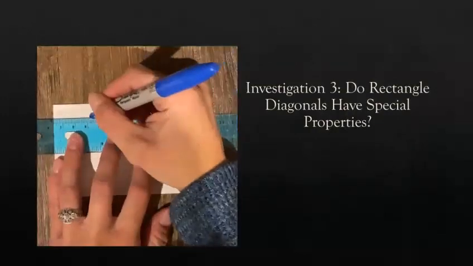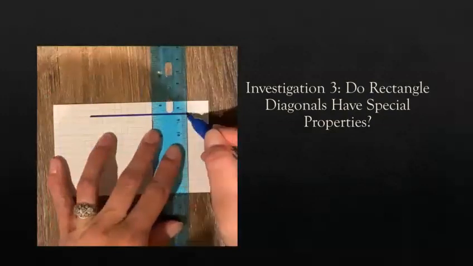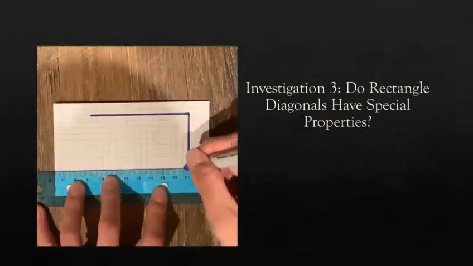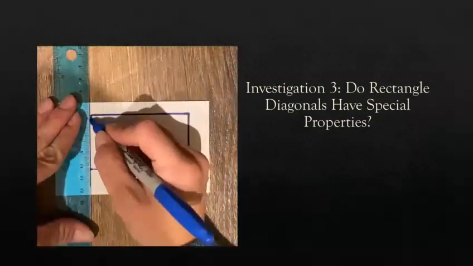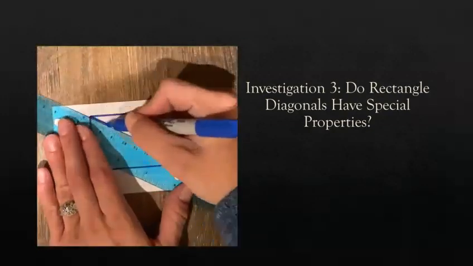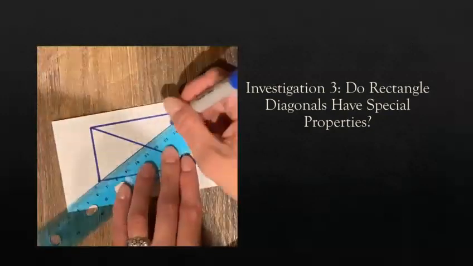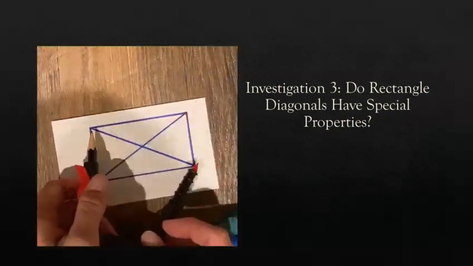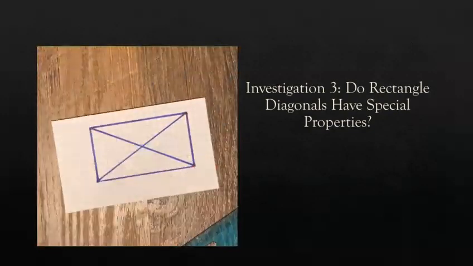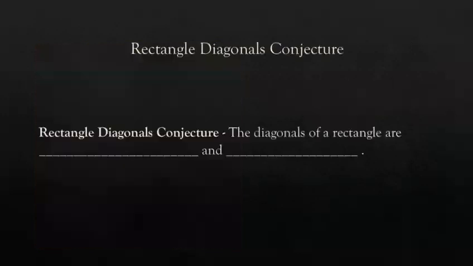So here's my graph paper. I'm drawing in a rectangle. I used a ruler to make sure that my lines were straight. Now I'm going to draw in the diagonals. I'm using my compass to compare the lengths, and I find that they're even. They're congruent diagonals. So a rectangle has diagonals that are congruent and bisect each other. Remember, that's from our parallelogram conjecture.